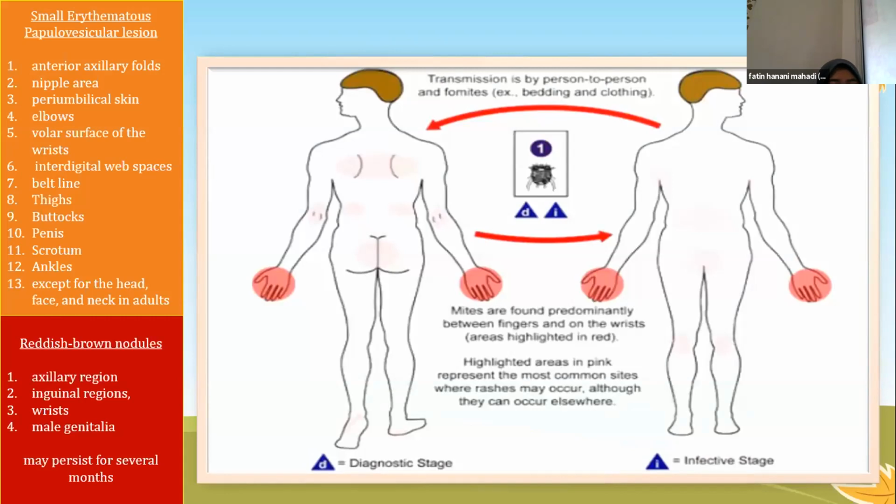In this picture, the thing that I would like to highlight is that generally the lesions or the rashes can occur in every part of the body. And to compare between children and adults, in children there is also involvement of the face. Meanwhile, it is rare in adults for involvement of the face.